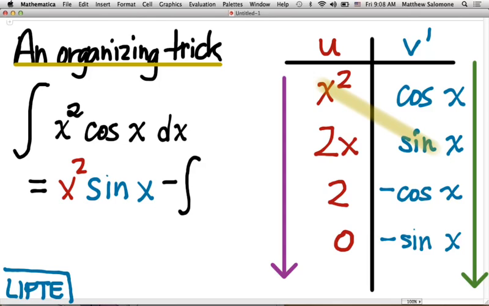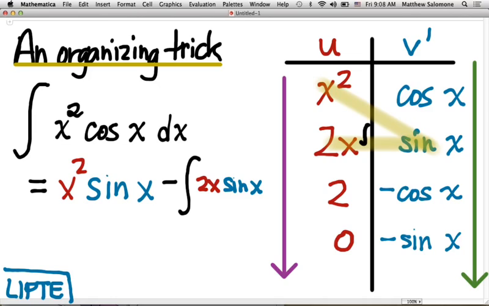And in our table, u times v prime, sorry, u prime times v. That's backwards. U prime times v. And that would be that horizontal product in the table right there. 2x times sine of x. And so this little horizontal line here has an integral sign attached to it.